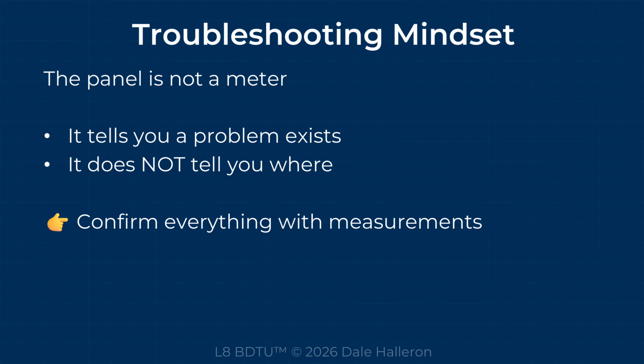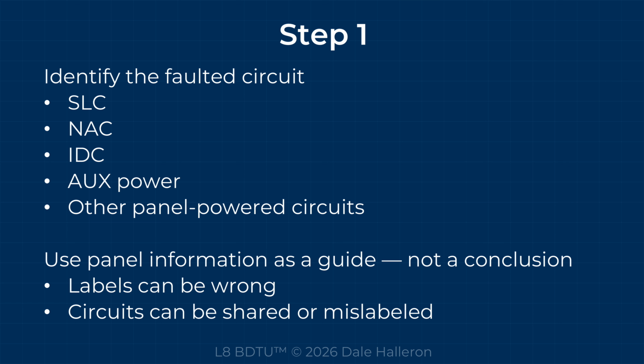Troubleshooting mindset. The panel is not a meter. It tells you a problem exists. It does not tell you where. Confirm everything with measurements. Step 1. Identify the faulted circuit, whether it be the SLC, a NAC, IDC, aux power, or other panel-powered circuits. Use panel information as a guide, not as a conclusion. Labels can be wrong. Circuits can be shared or mislabeled.